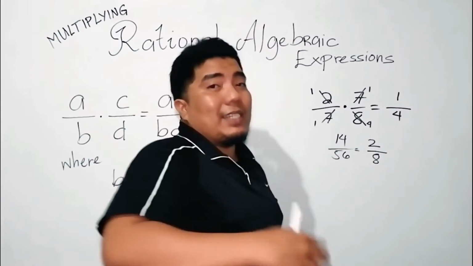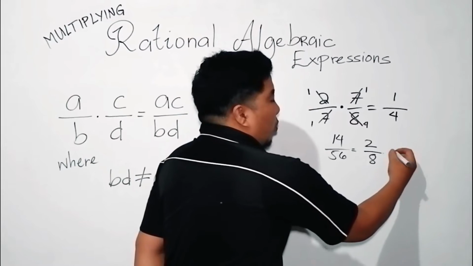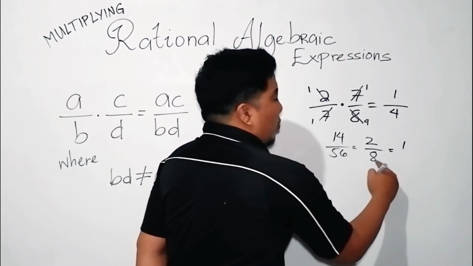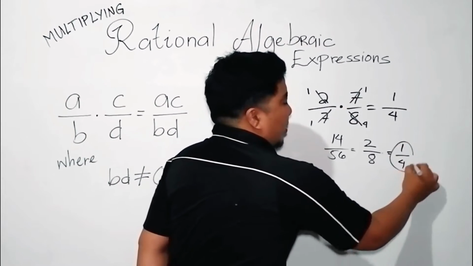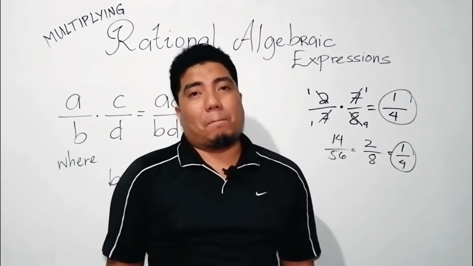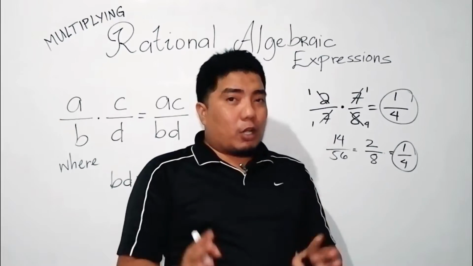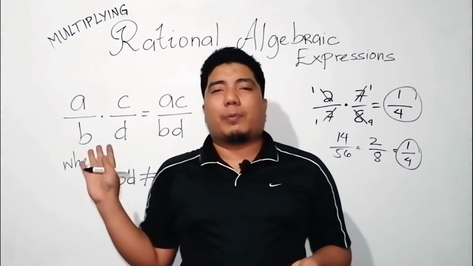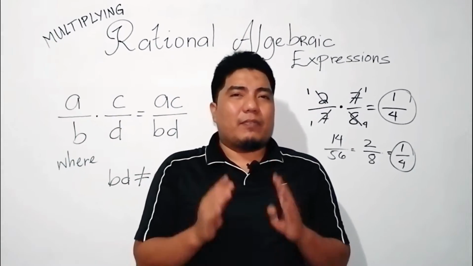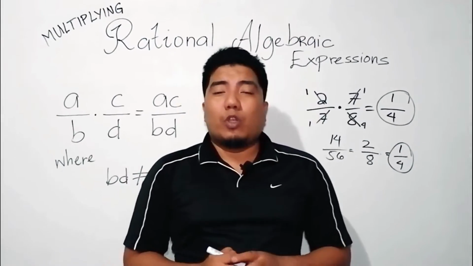However, 2 and 8 can still be simplified by 2, so you divide this by 2 and you divide this by 2. And the answer is just the same. So, I suggest that you master how to cancel because in rational algebraic expressions, it is very, very handy when it comes to solving.